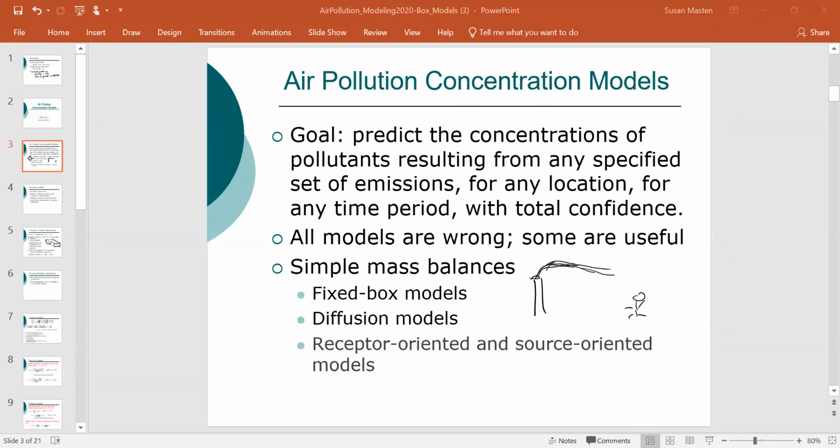And maybe we have a tree here. We want to be able to determine what impact that pollutant may have on that tree, on that person, etc. So we're looking at predicting concentrations of pollutants. We want to be able to quantify how much emissions. We're also very concerned with the meteorological conditions that dictate how those pollutants will move. And ideally, we want to be able to do this with total confidence. So we want, ideally, a perfect model.